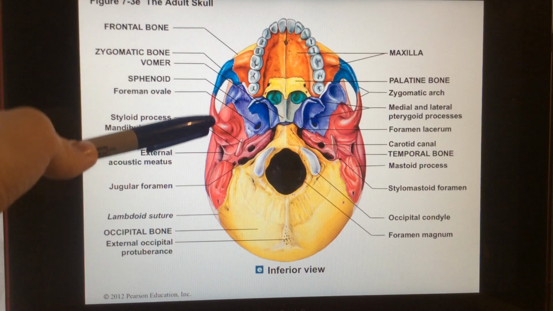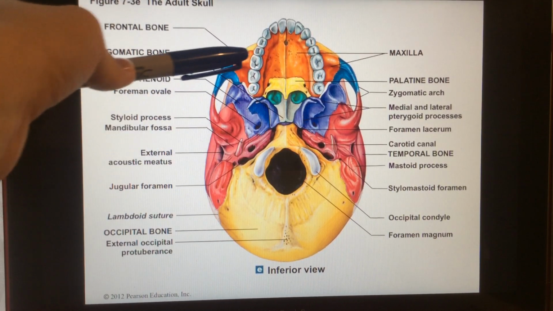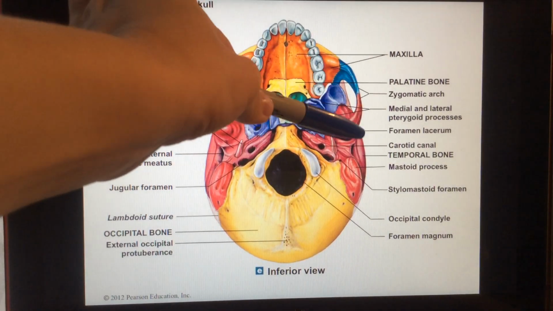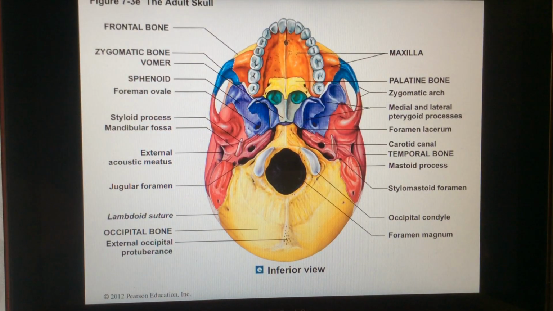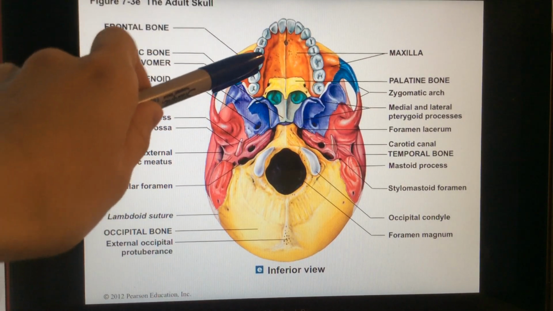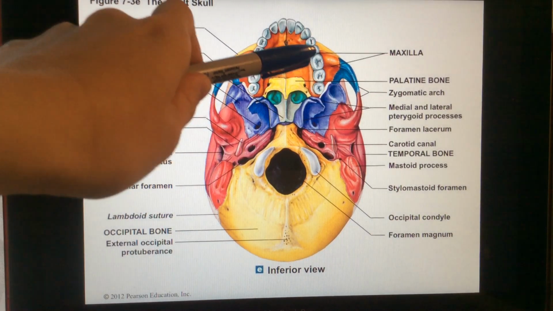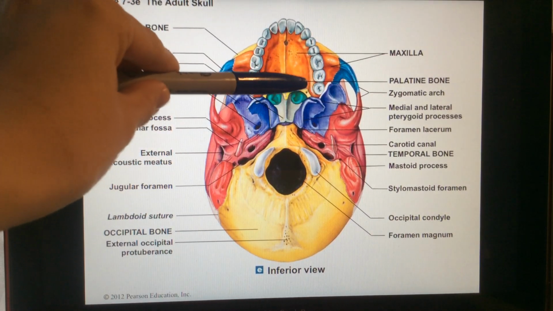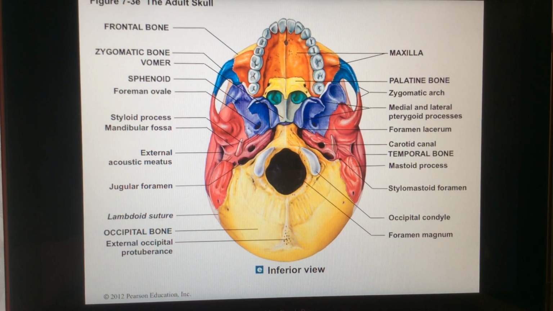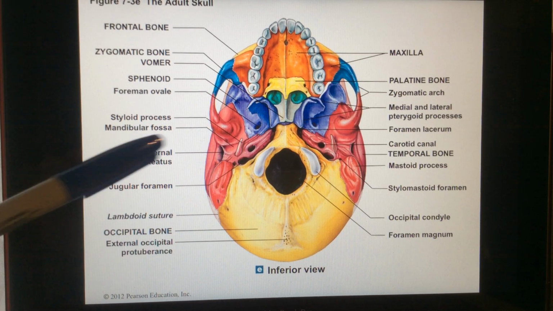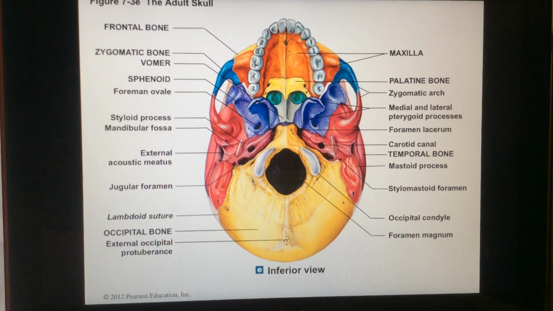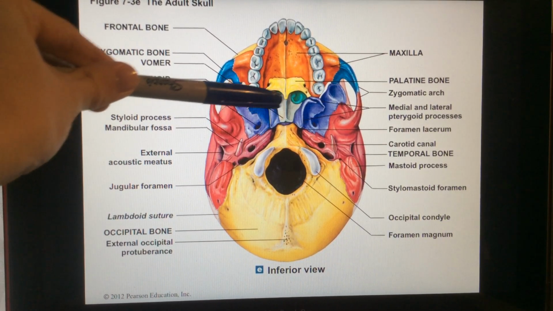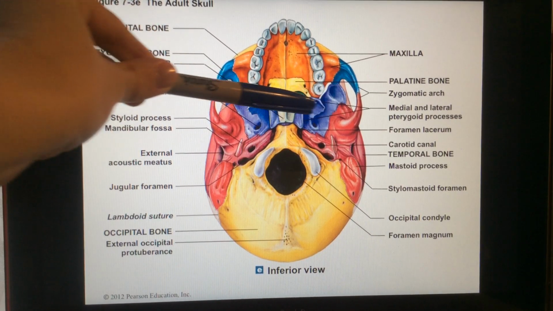You can see portions of the cheekbones here with the zygomatic bone and the temporal bone with those two different processes. You can appreciate the maxilla, so it contains the upper teeth, and the two paired palatine bones. You can also appreciate the vomer, creating a portion of the nasal septum, that lower portion. You can see the keystone bone, the sphenoid bone, that purple one.